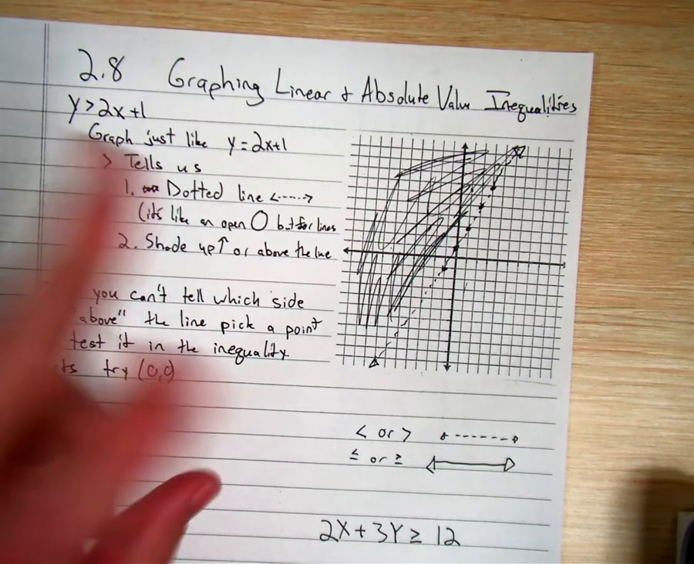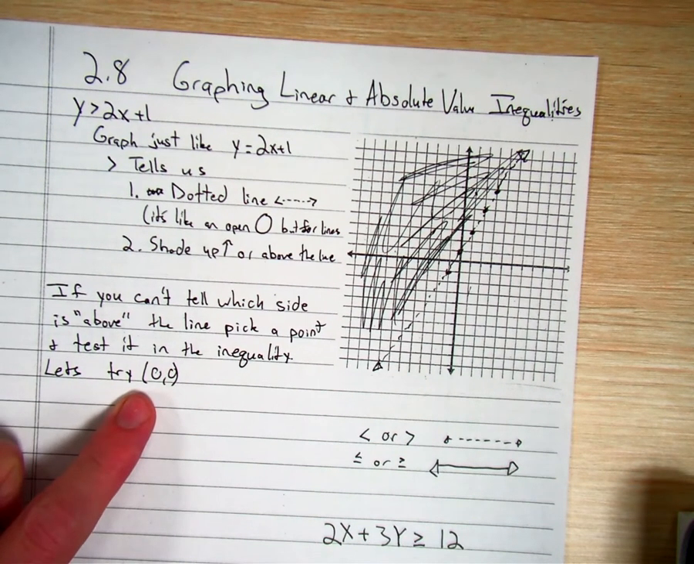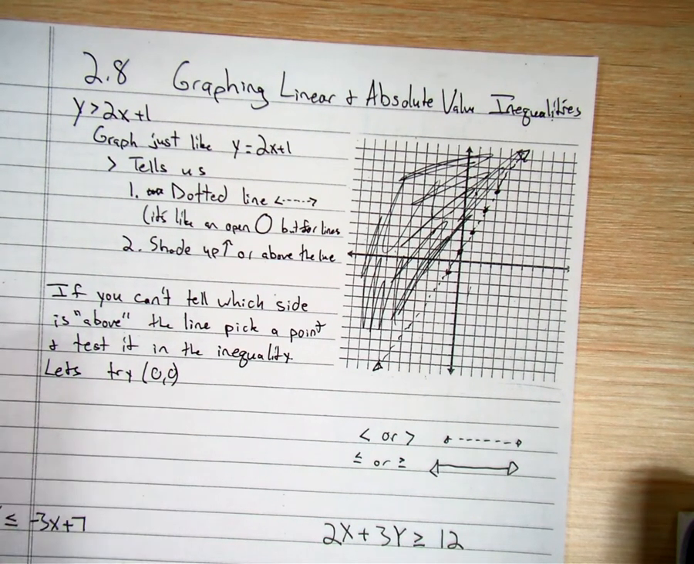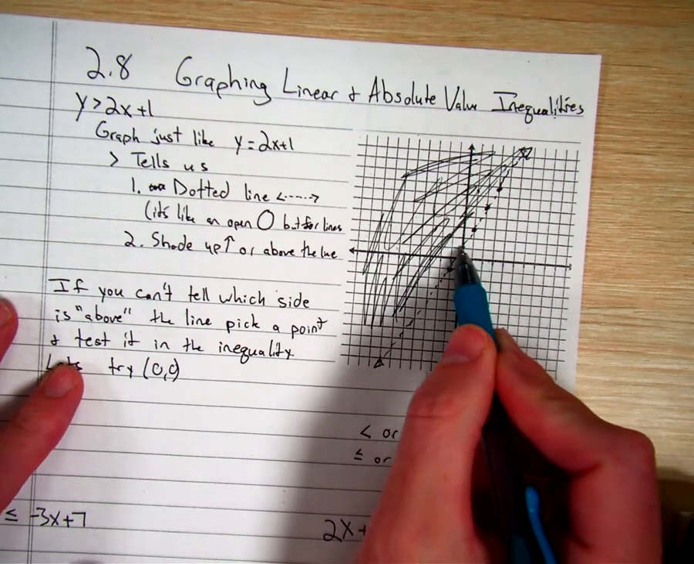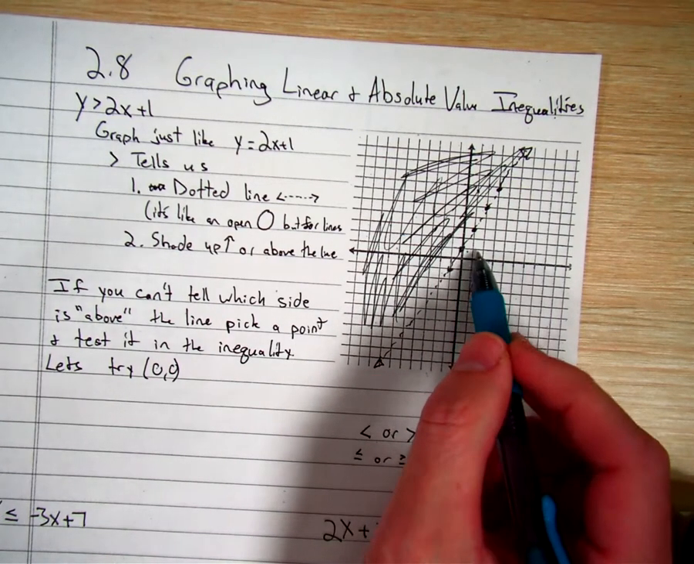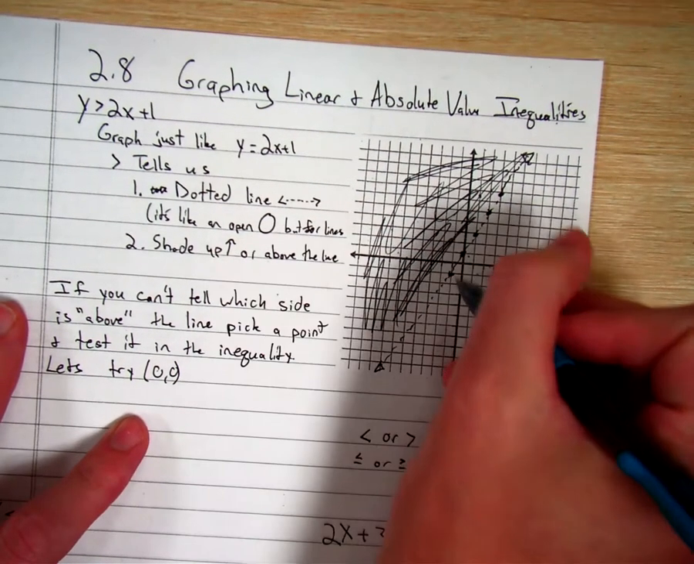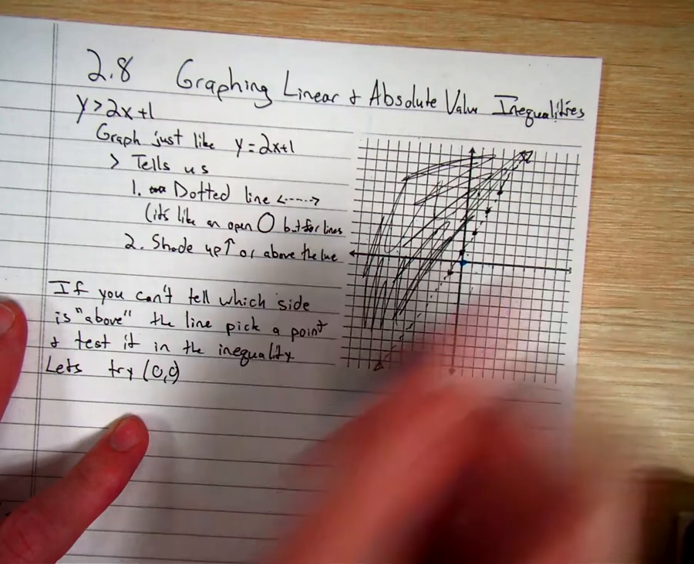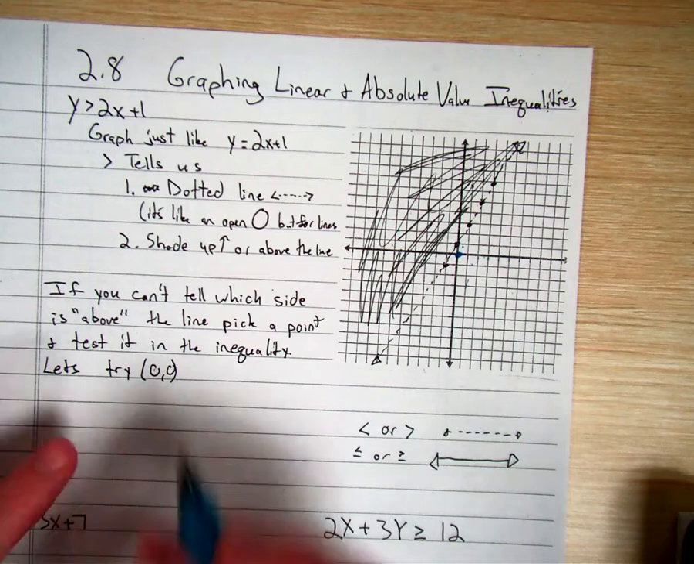Now, if you can't tell which side is above or below, or which side should be shaded, you can always test a point. Okay, let's test a point. You want to test a point that's not on the line. If you test a point on the line, it's going to be equal. That doesn't really help you out a whole lot. You want to test one that's not on the line. So 0, 0, there's 0, 0. 0, 0 is not a part of my line. So that would be a good one to test.